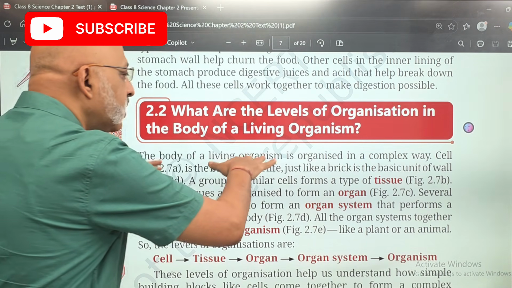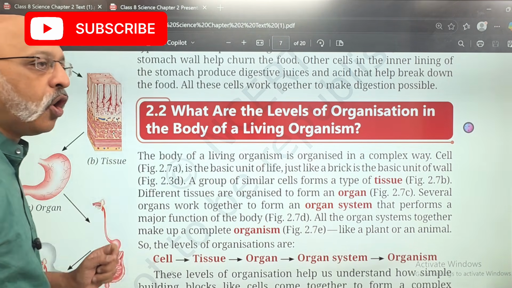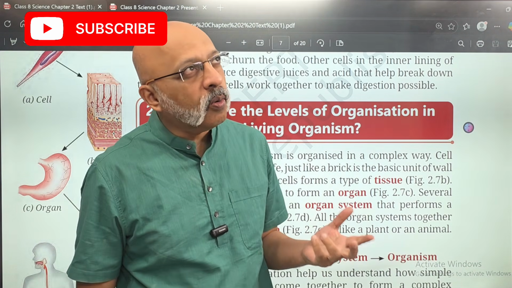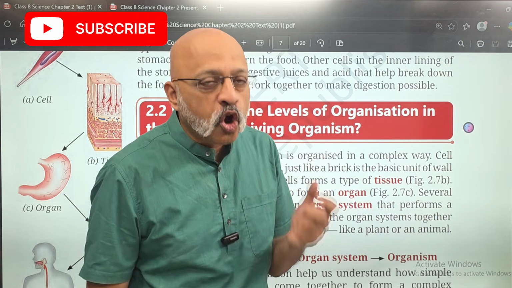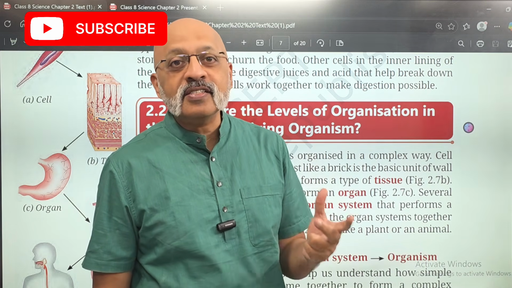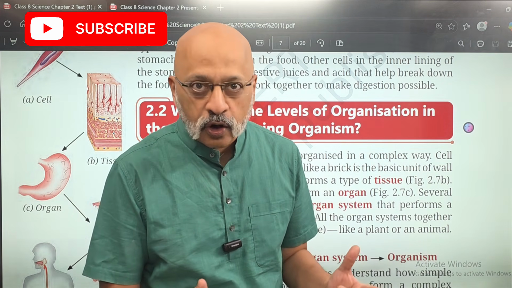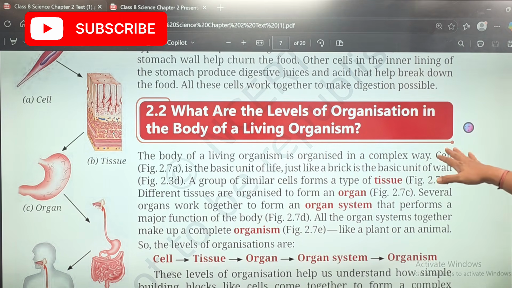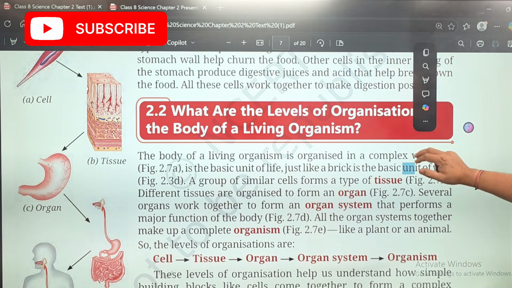So a body of a living organism is actually organized in a very complex way. And you always wonder, wow, what an intricate, complex way of organizing the body of any living organism. What are the different structures that we find, right? The cell is the basic unit of life.